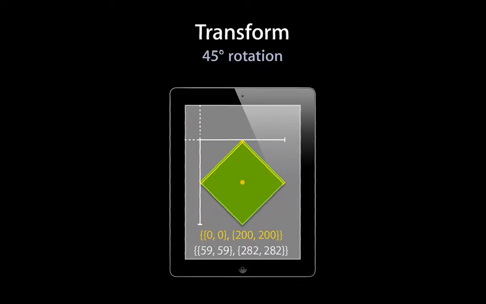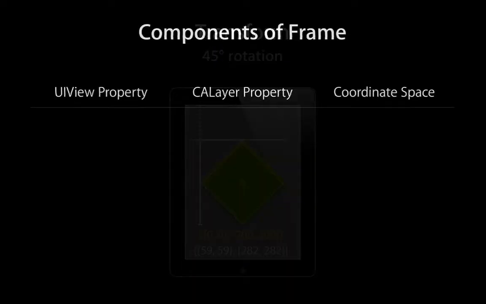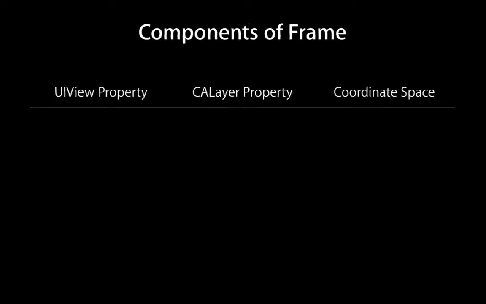But it's no longer a one-to-one mapping from bounds to frame size. So our frame is now 59, 59, 282, 282. The diagonal across that box is the size. But our bounds hasn't changed. It's still 0, 0, 200, 200. All right, so let's just take a quick review of the components that make up frame.